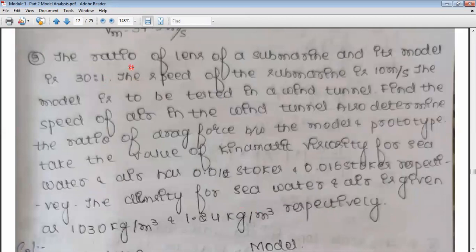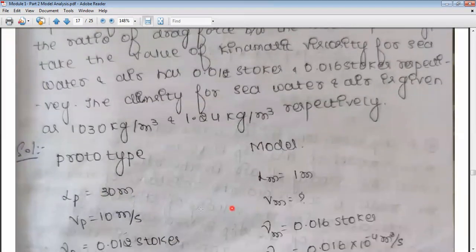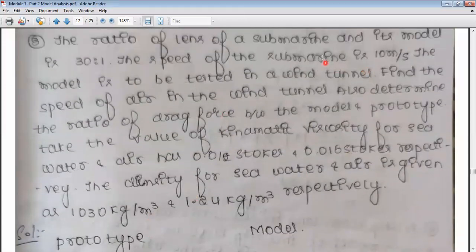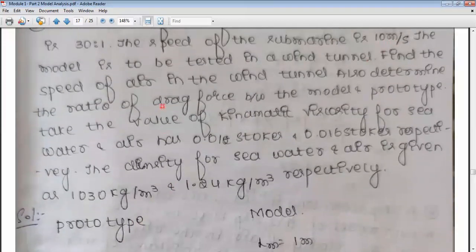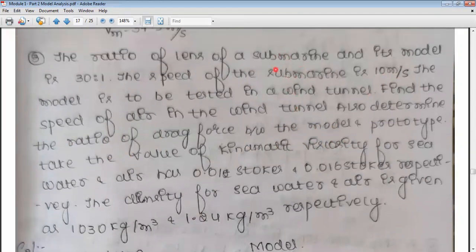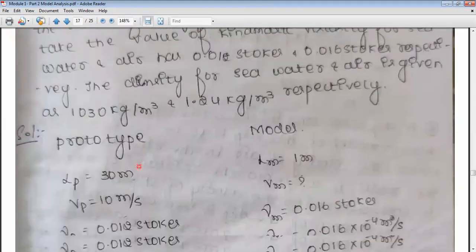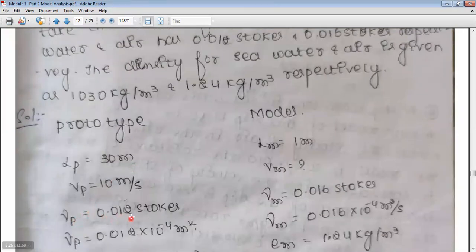Correct? It is a ratio, the ratio of the length of the prototype and its model, that is Lp divided by Lm is equal to 30. Therefore, Lp is equal to 30, Lm is equal to 1. That is what we have written. So length he has given. Then the velocity of the prototype means the velocity of the submarine, that is Vp is 10 meter per second. He has also given kinematic viscosity for seawater, because the prototype submarine he has taken as seawater. For the model tested in the laboratory, they have used air. So the kinematic viscosity for seawater, that is nu p, is equal to 0.012 Stokes.